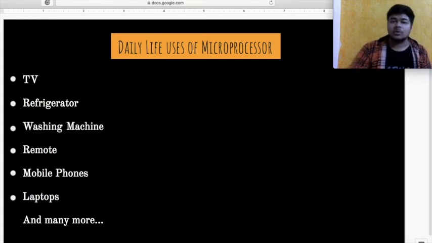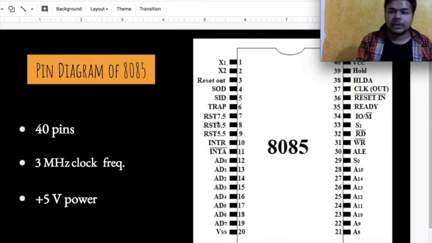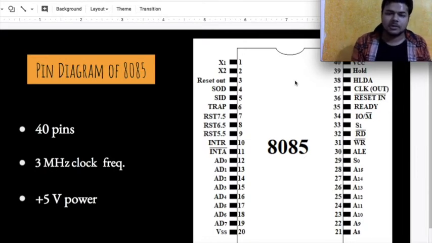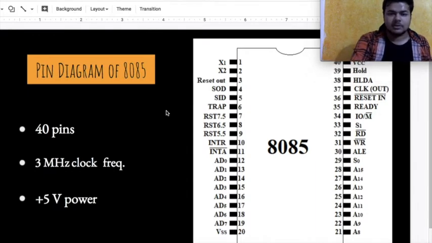Now we will talk about pin diagrams of microprocessors. On to the pin diagram of 8085. Basically 8085, as you can see, has 40 pins, 20 on the left, 20 on the right. We can differentiate them by using the top latch. The clock frequency on which the 8085 works is 3 megahertz, and it needs a 5 volt power supply. We will see the functionality of all these pins in depth.